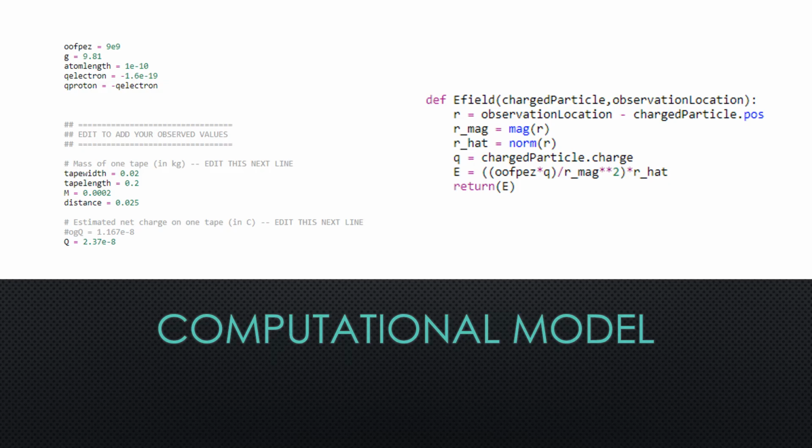So here is a computational model. Here are the initial conditions. And then this is the new Q that you get from setting the electric force equal to the gravitational force. The electric force, in this case, uses the line charge formula instead of the point charge formula to get this result. And then here is the function for the electric field.